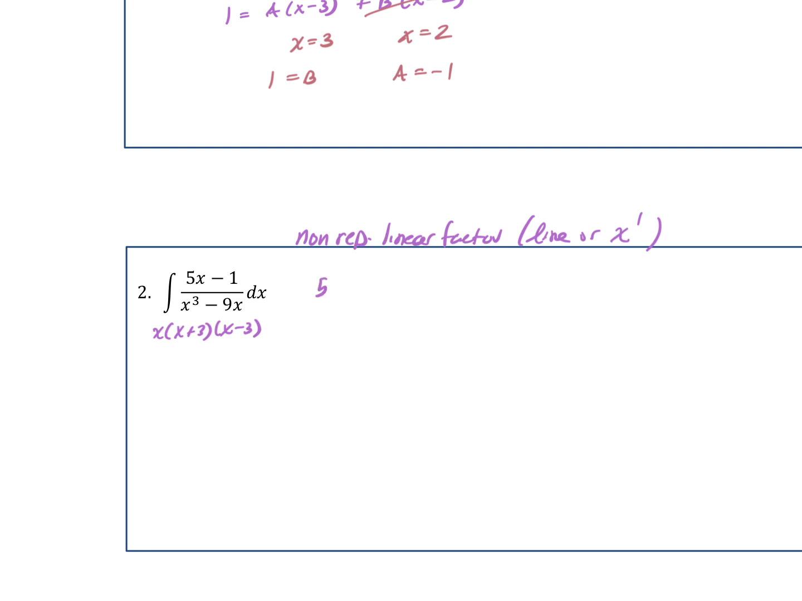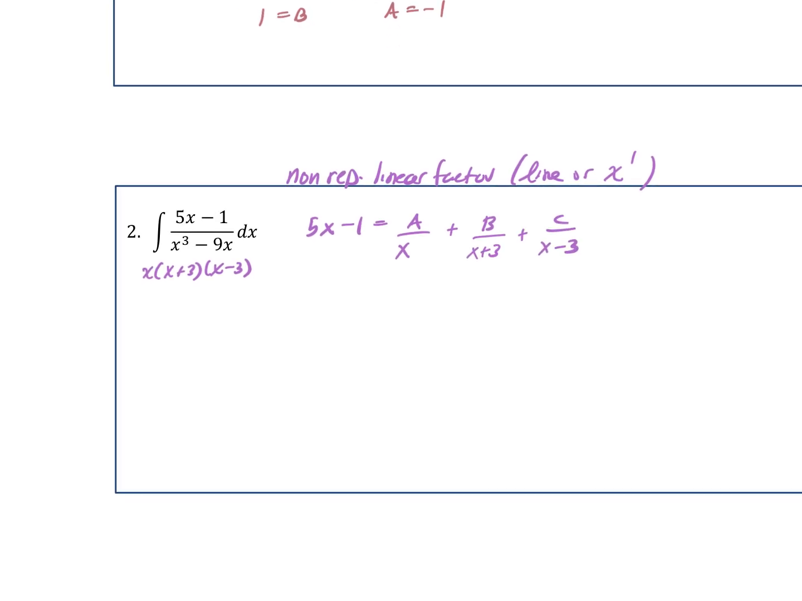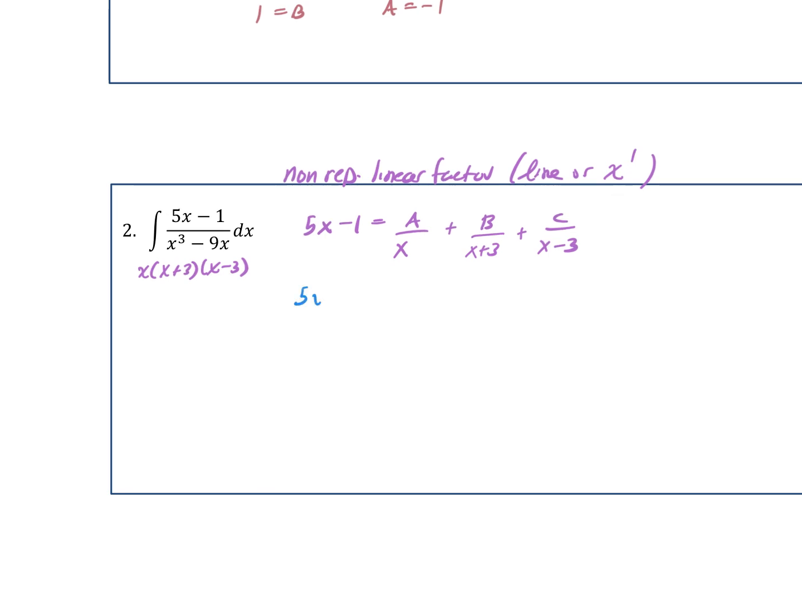So I'm going to skip a little here. This technically is probably not the most accurate way to do it, but it's going to look something like this. So it's going to be a over x, and then b over x plus 3, and then plus c over x minus 3. I mean, technically these are not equivalent statements, but we're going to get 5x minus 1. So the a is going to get the (x plus 3)(x minus 3). The b is going to get the x and the x minus 3, and then the c gets the x and the x plus 3.